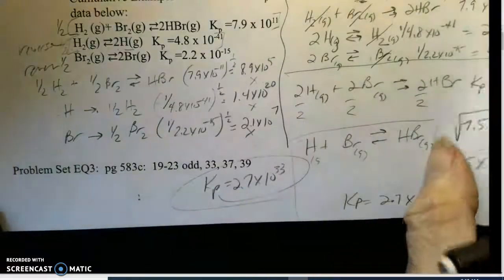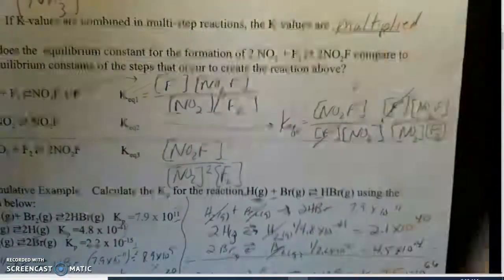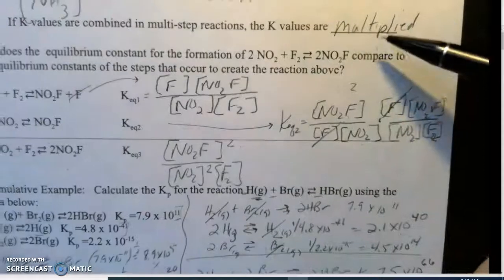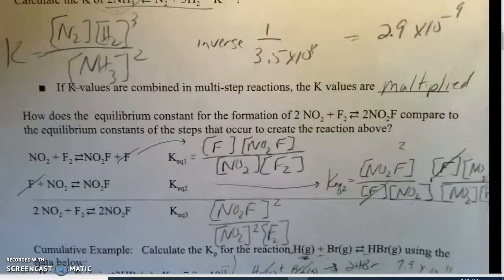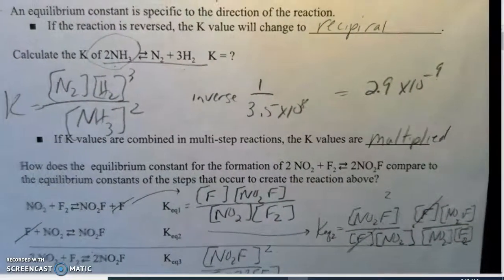The key thing is understanding these two concepts: if you're combining K values, they're multiplied, and if you are changing the direction, you're using the reciprocal. So those are the two keys for manipulating equilibrium constants.